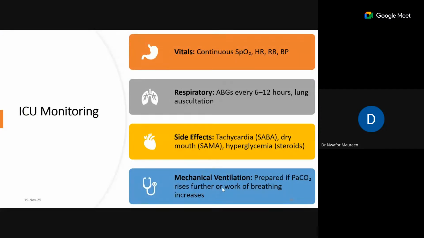So in the ICU, continue to monitor the SpO2, heart rate, ventilator settings, and the ABG every 6 to 12 hours. Remember the side effects we mentioned, you look at those ones. Steroids can cause hyperglycemia and so on. Then mechanical ventilation, be prepared if PCO2 rises further. So if it continues to rise, there is need to intubate such patients.